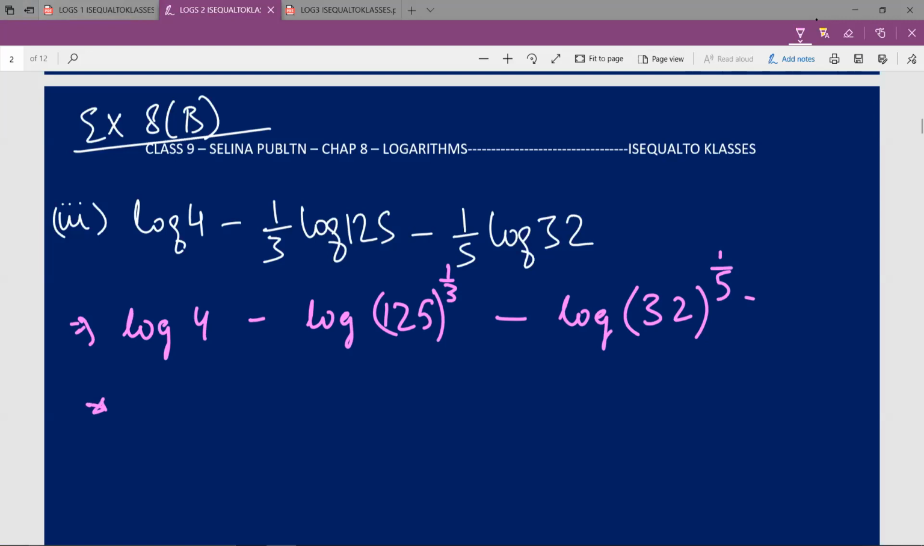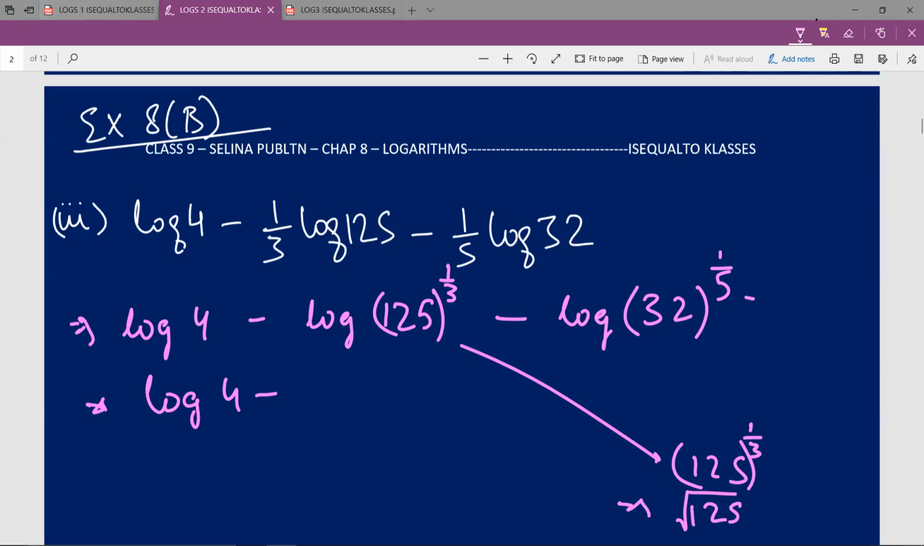Now I leave log 4 as it is. So I'll write log 4 minus. Now for most of you, if I take this example over here, 125 to the power 1 upon 3, the power 1 upon 3 can also be written as root cube of 125. So therefore I could write this as log of 5 cube, because 5 into 5 into 5, 5 cube, is equal to 125. Outside the exponent will be 1 upon 3. Don't forget to write that.